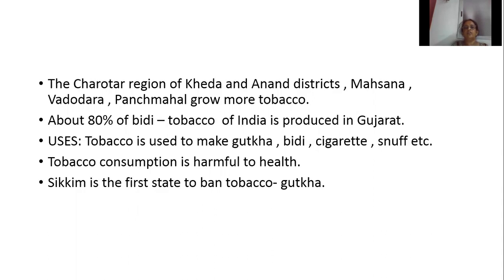What are the uses of tobacco? Tobacco is used to make gudka, BD, cigarette, snuff, etc. And the tobacco consumption is harmful to the health. Sikkim is the first state in India to ban tobacco gudka. So which is the first state in India to ban tobacco gudka? Sikkim.